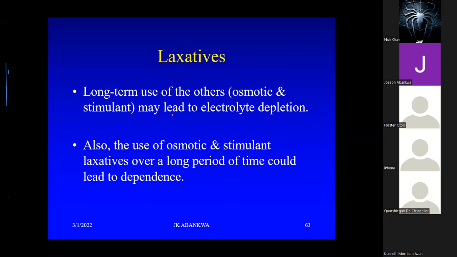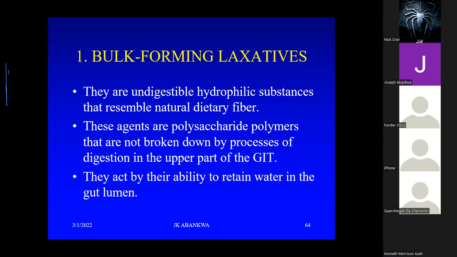You know osmosis, movement of ions and whatever. So as these ions are getting out of your system, you are depleting your electrolytes. And also the use of osmotic and stimulant laxative over a period of time could lead to dependence. That means after a while, you end up developing an interest in taking the drug always. So let's go into details by taking each title one by one based on their mechanism of action.